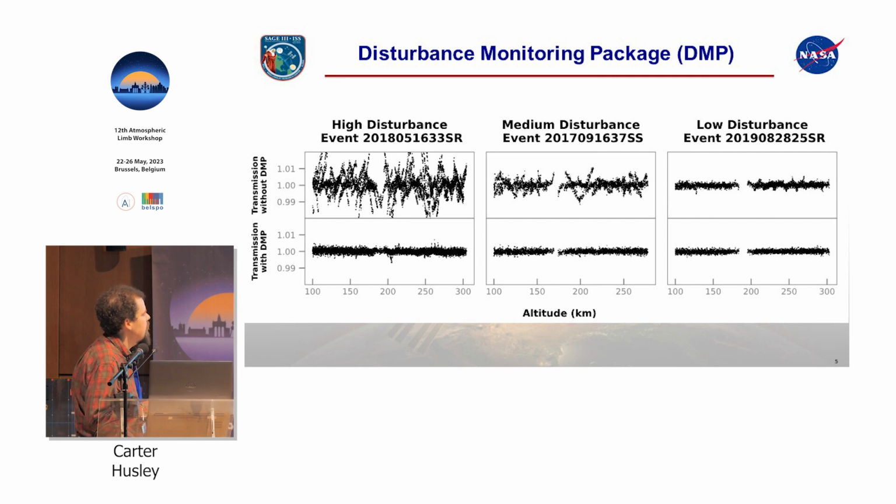You have what we would consider a high disturbance event, then a medium disturbance event, and a low disturbance event. When pointing correctly, for our transmission data we would expect a value at or really close to 1. As you can see, without the DMP, you get lots of noise in the unbent transmission, which means the instrument is not being pointed correctly because of disturbances, causing transmission to be all over the place. And when you add in the DMP correction, you get a better looking transmission product.